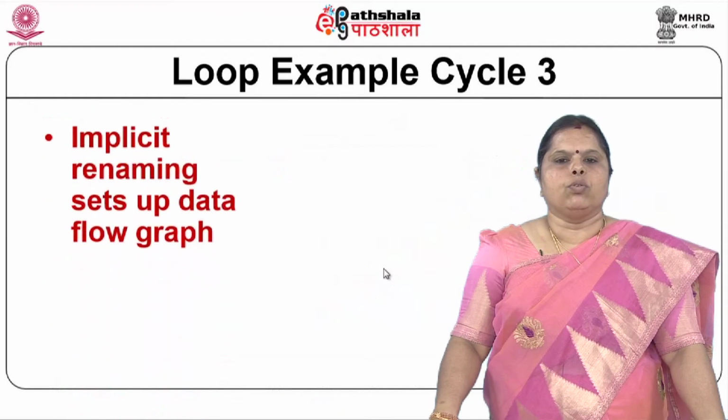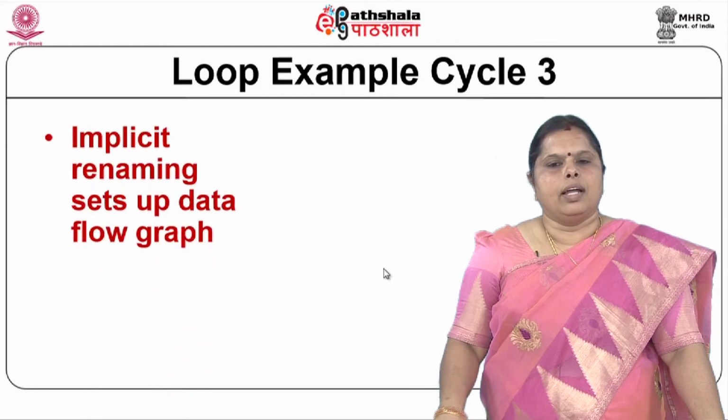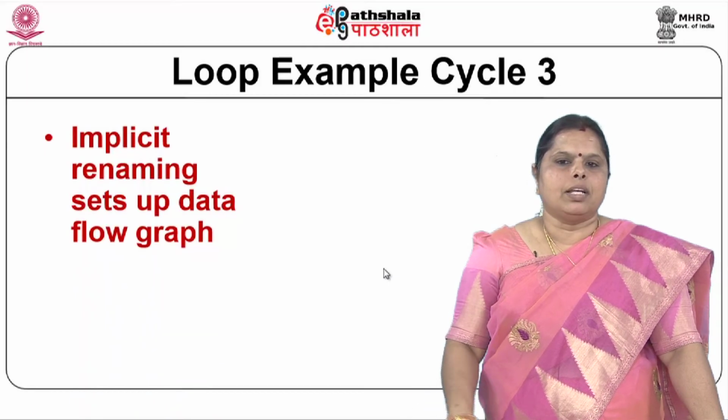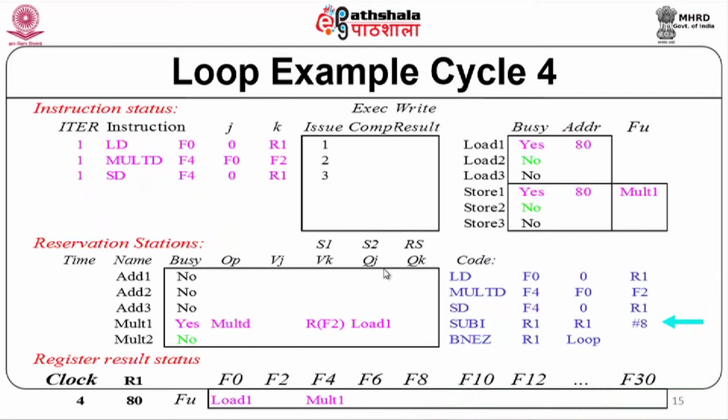So, during the fourth clock cycle, you will go ahead with the next instruction. Observe the fact that the implicit renaming that we have done actually sets up the data flow graph. So, you look at the fourth clock cycle, wherein the fourth instruction is being issued now.